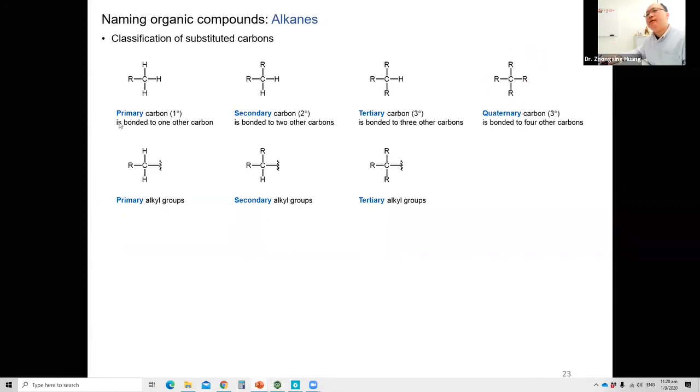When it's a group, it's an alkyl group, linked to something. This one has 2 H and is bonded to one other carbon, R, so that's a primary alkyl group. Same for secondary carbon and secondary alkyl group, tertiary carbon and tertiary alkyl group. You don't have a quaternary alkyl group, because the quaternary carbon is already substituted with 4 carbons, so there's no group. You can't say there is a quaternary alcohol. That's not possible, because quaternary means the carbon is already substituted with 4 carbons. Keep that in mind.